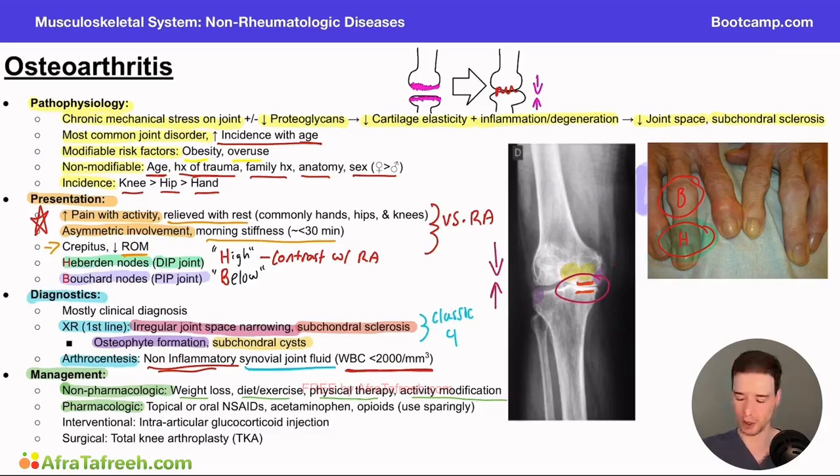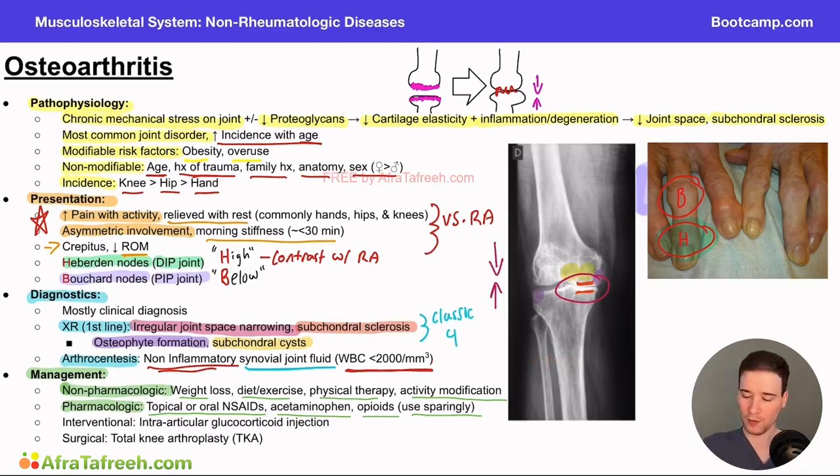Our pharmacologic interventions are going to include things like topical or oral NSAIDs, acetaminophen, or opioids, but please use those sparingly. Again, they do have addictive properties as well. So NSAIDs are okay. However, there are certain patients that cannot have NSAIDs, such as those with chronic kidney disease, so be mindful of the entire patient's picture.